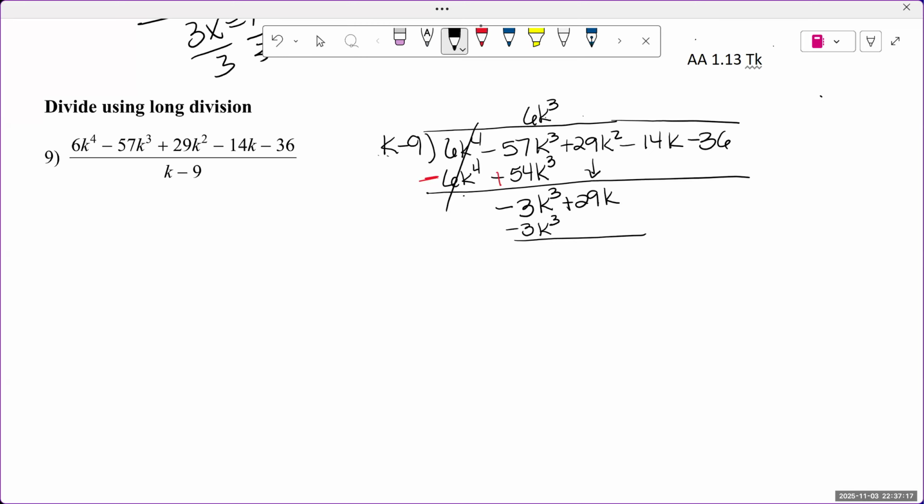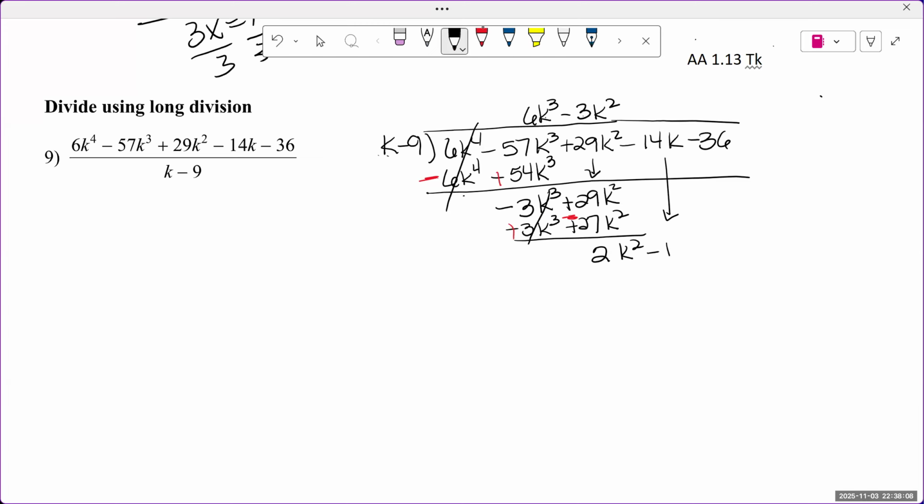-3k cubed divided by k is -3k squared. Now multiply. -3k squared times k is -3k cubed. -3k squared times -9 is plus 27k squared. Change colors, subtract across, cancel, and we have 2k squared.